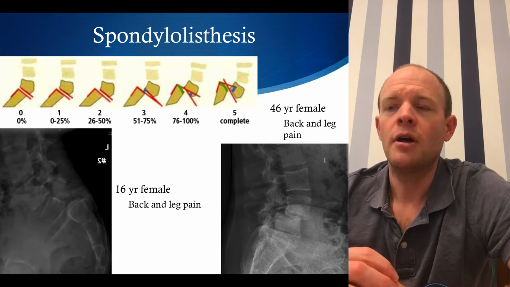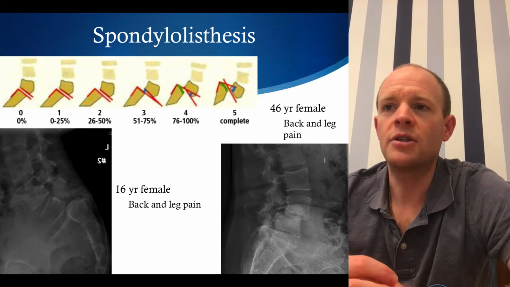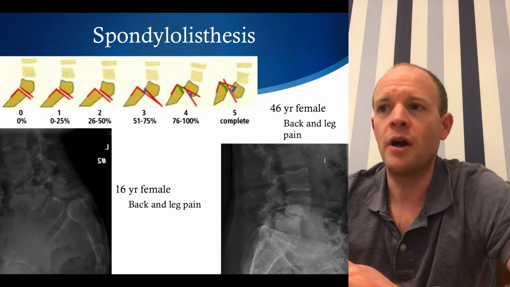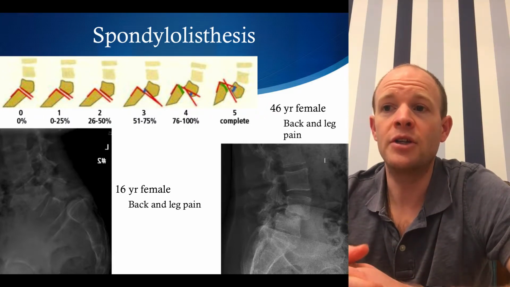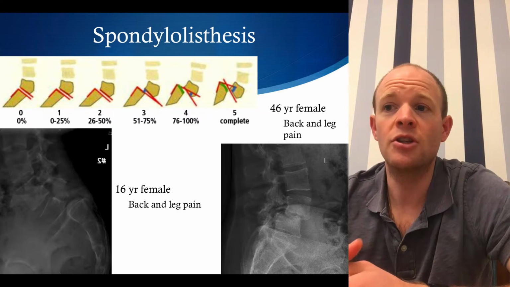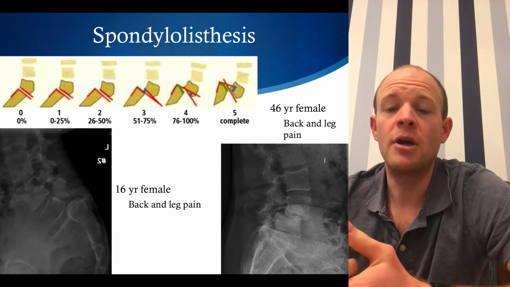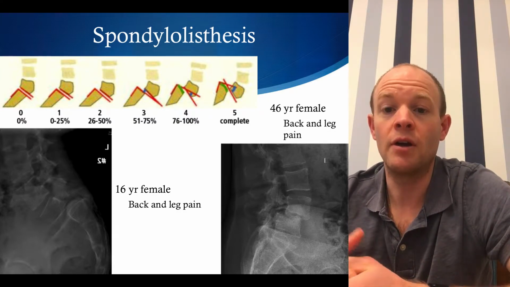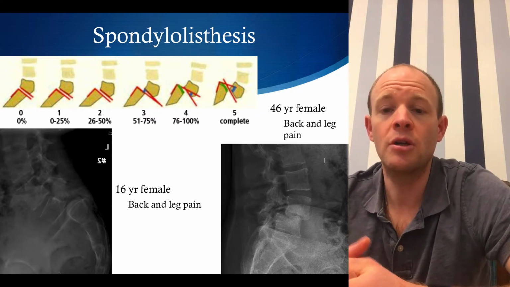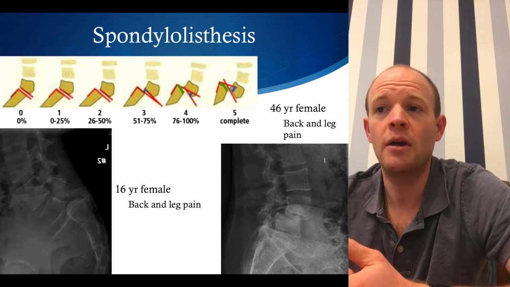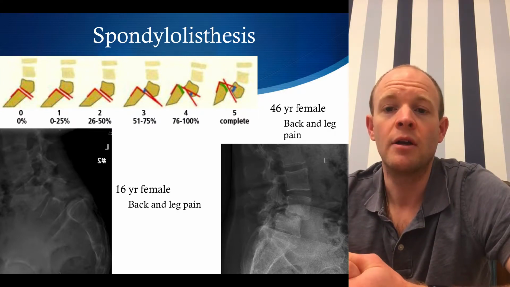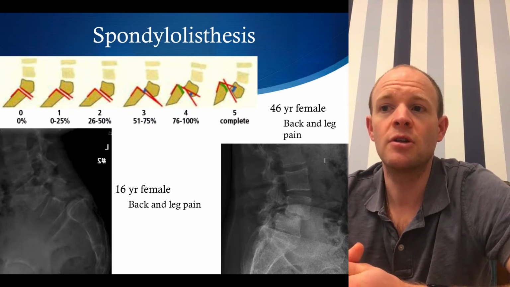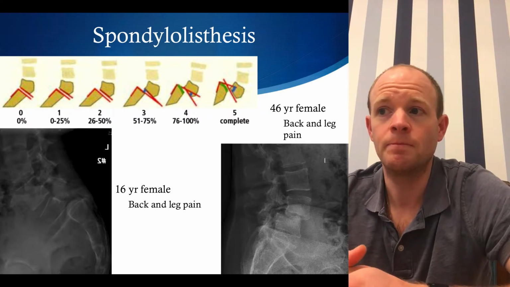Slide 11 gives you an example of the grading system from 0 to 5, and it also shows a couple of x-rays. One is a high-grade dysplastic slip of L5 on S1 in a 16-year-old female. That patient is very likely to present with very tight hamstrings, radiculopathy, and a palpable step in their lower spine, and has a high risk of requiring surgical intervention to help rebalance their spine.